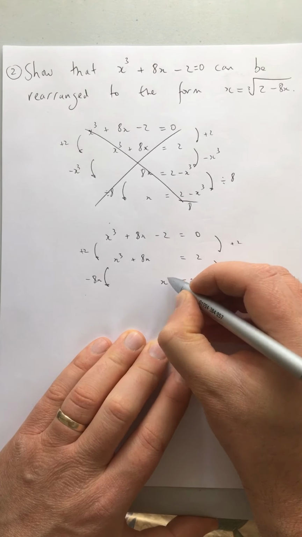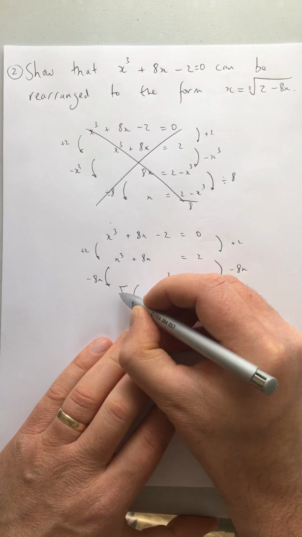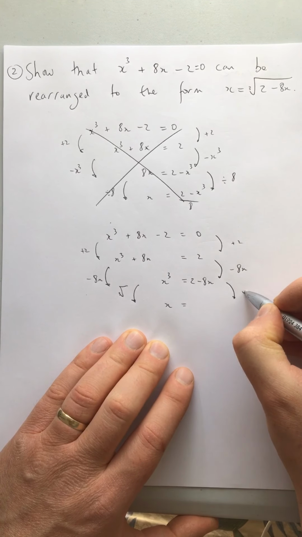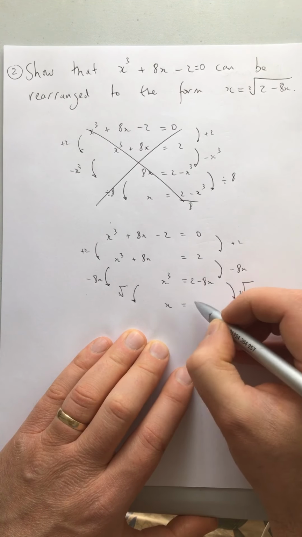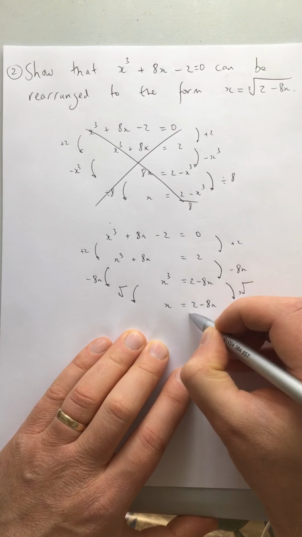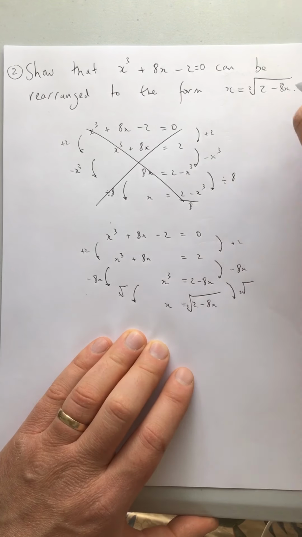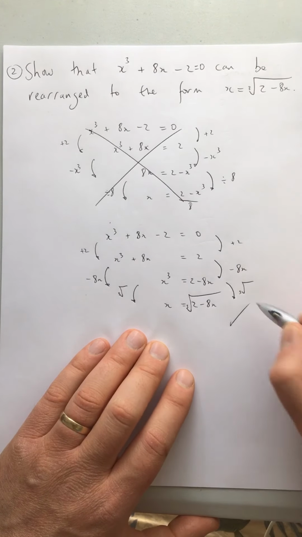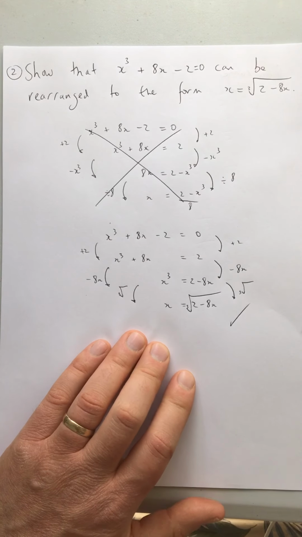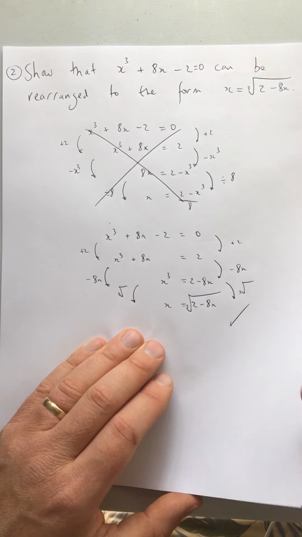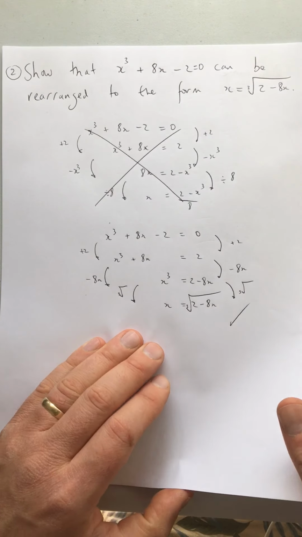And then finally, to get the x on its own, I'm going to take the cube root. So taking the cube root, we've got 2 minus 8x cube rooted, which is exactly what we've got there, and that's what we wanted. So yep, we're done. The nice thing about these questions is, because it's a show that question, they kind of give you the answer. It's just showing that you know how to get there.